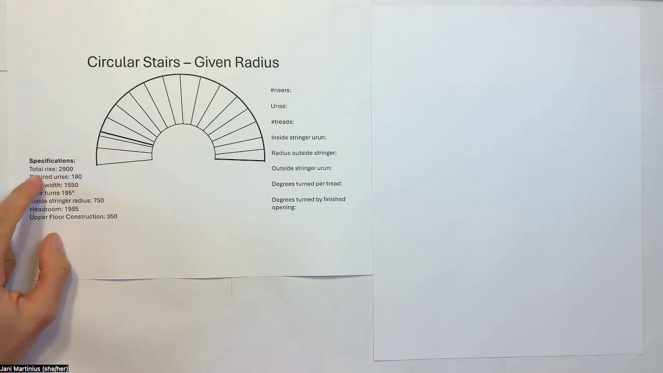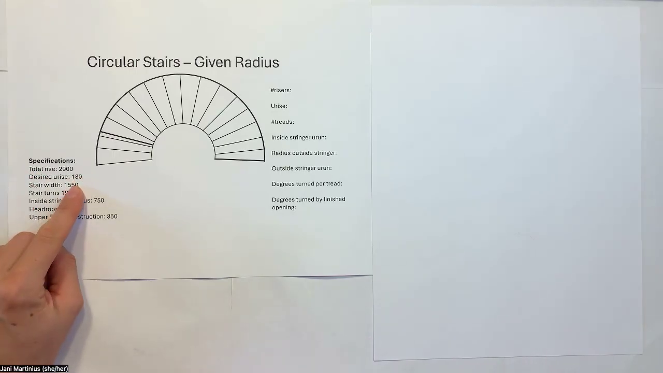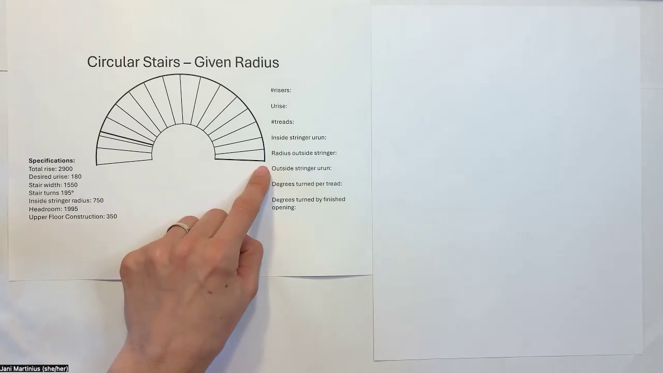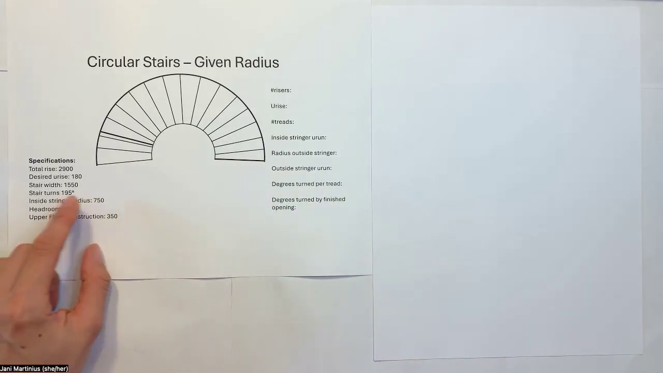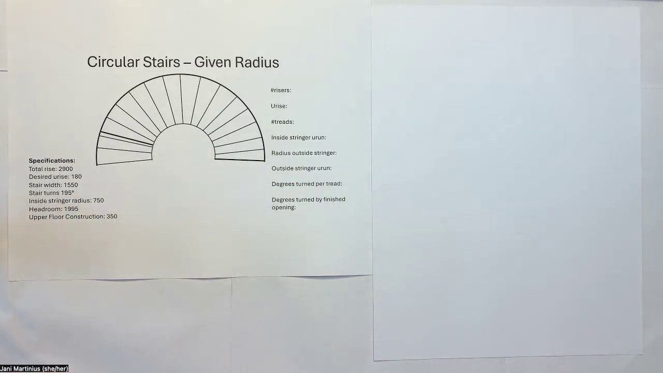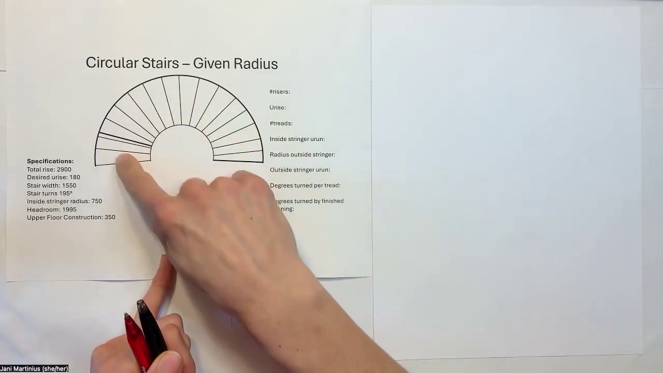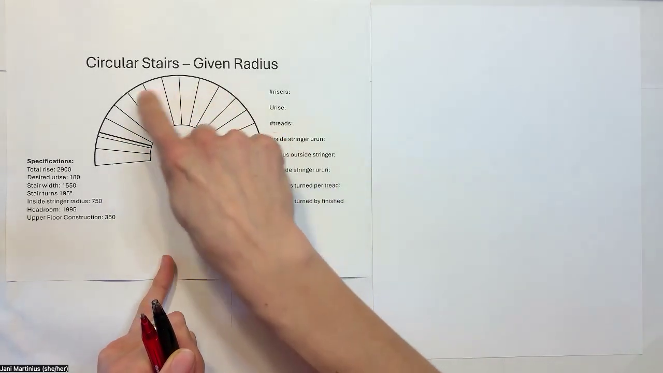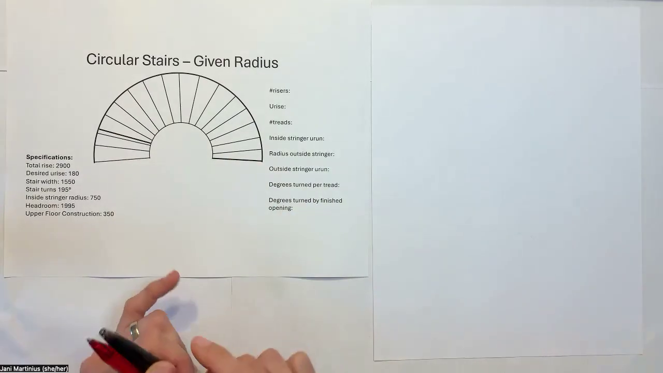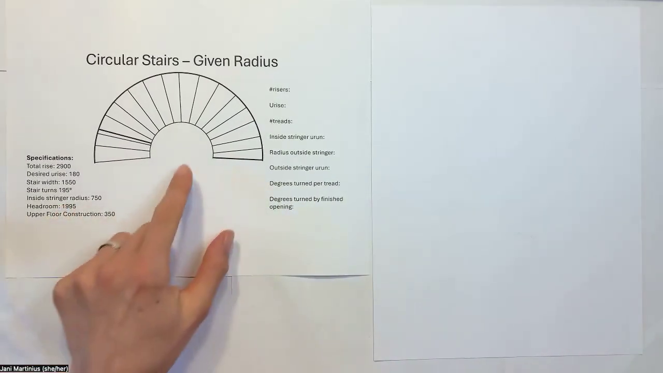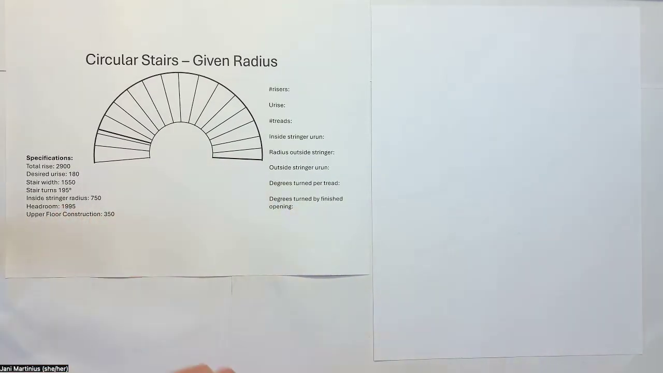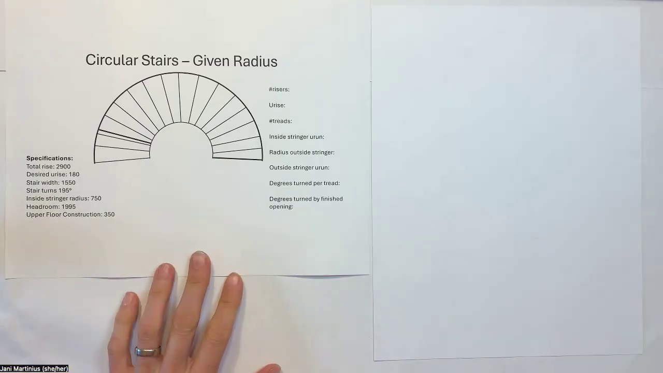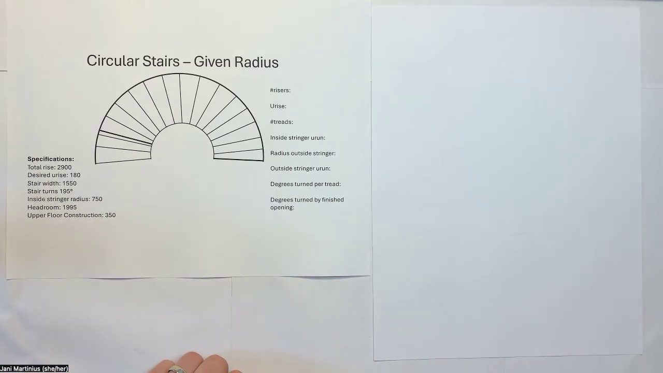So specification. Okay, so we have a total rise of 2,900. We have a desired unit rise of 180, so it'll be somewhere around there. A stair width of 1,550. The stair itself turns 195 degrees from the time you enter to the time that you exit the stairs on the next level. We have an inside stringer radius of 750, headroom of 1995, upper floor construction of 350.